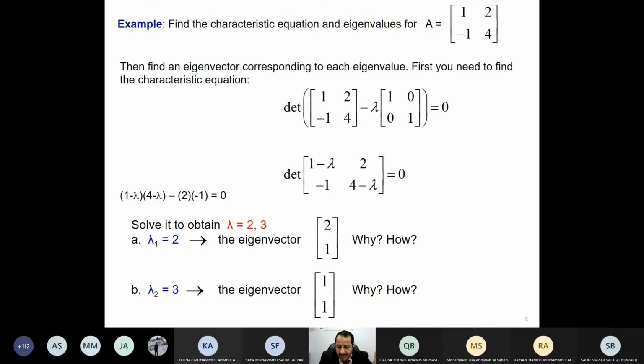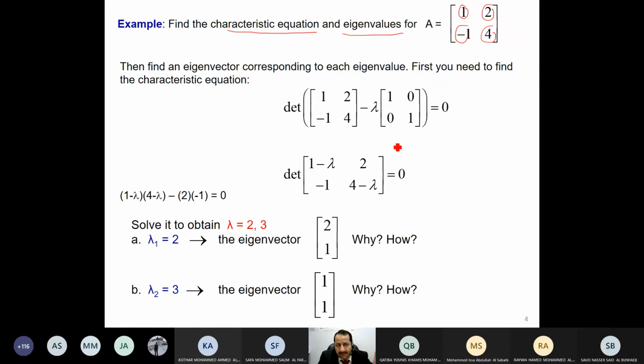Another question. What I did here is just change the numbers. Does this mean that we have a procedure we just need to follow? Yes. The more you practice, the more experience you get. Have a look at this matrix. He gave me a matrix with 1, 2, minus 1, 4, and he told me to find the characteristic equation, and the eigenvalues for this matrix.